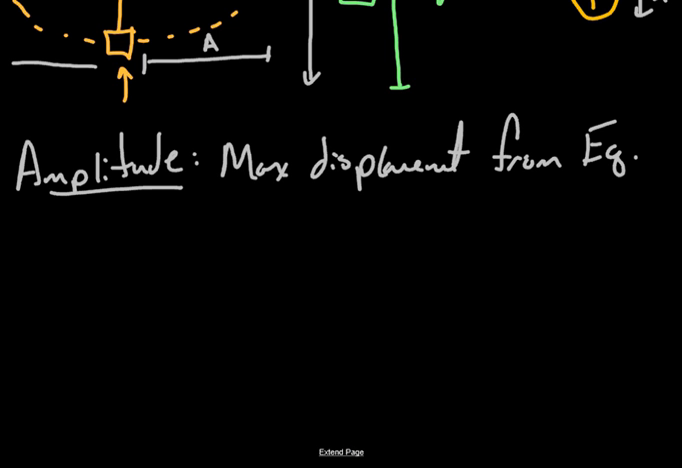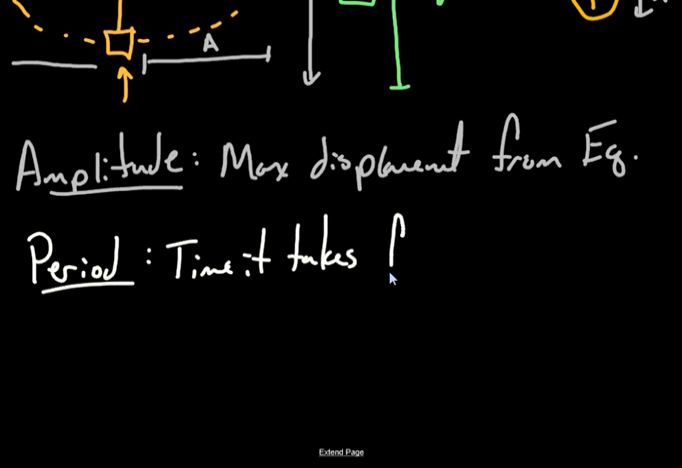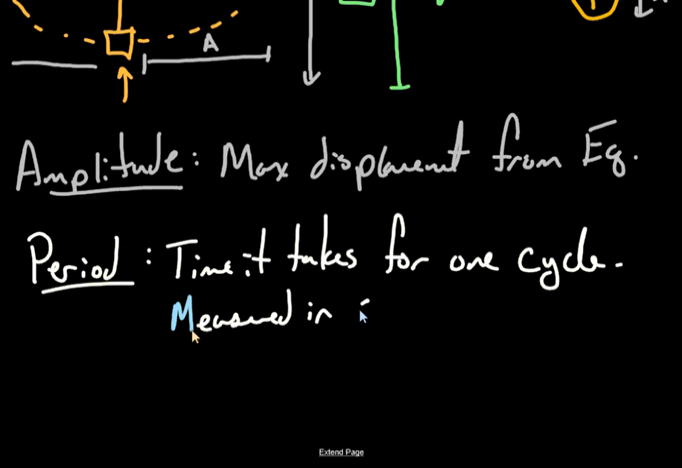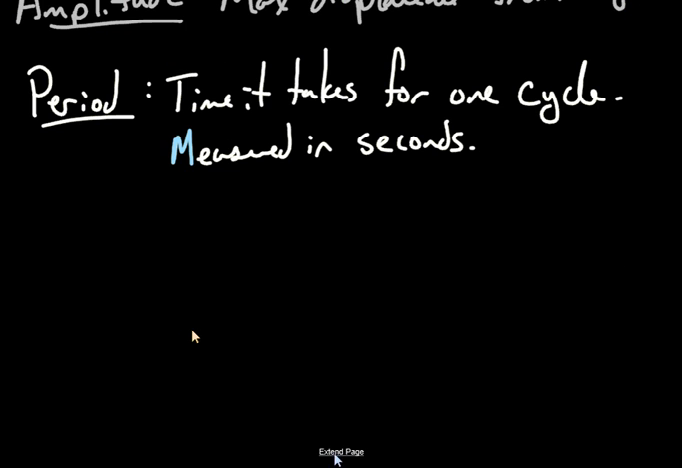Period. So period and periodical are related, right? It's the time it takes, in this case, for one complete cycle or oscillation. Generally measured in seconds.